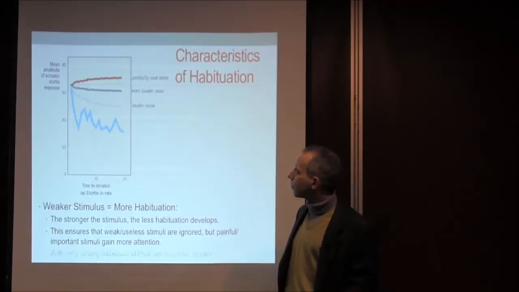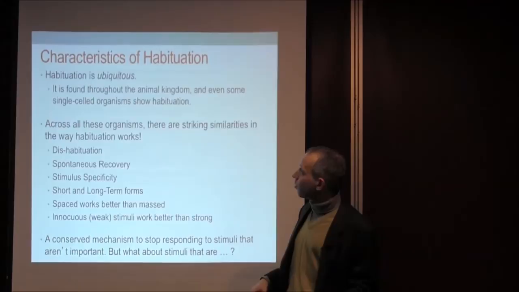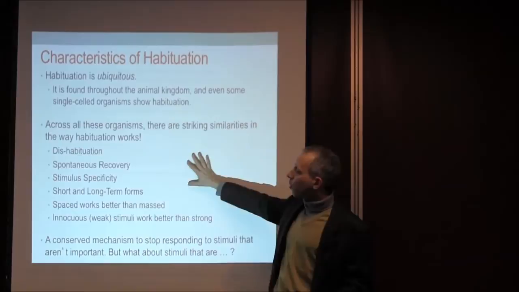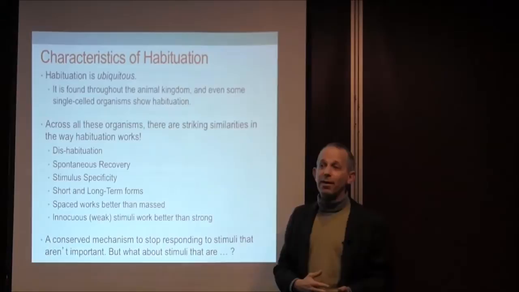On the other hand, something that's inherently noxious, then we see sensitization. And I'll talk about sensitization in a minute. But just to summarize, habituation is ubiquitous. It's found throughout the animal kingdom. Across all organisms, we see very common types of phenomena. And this is a conserved mechanism. Conserved is the term that means that it's found throughout the animal kingdom. It's conserved by evolution.